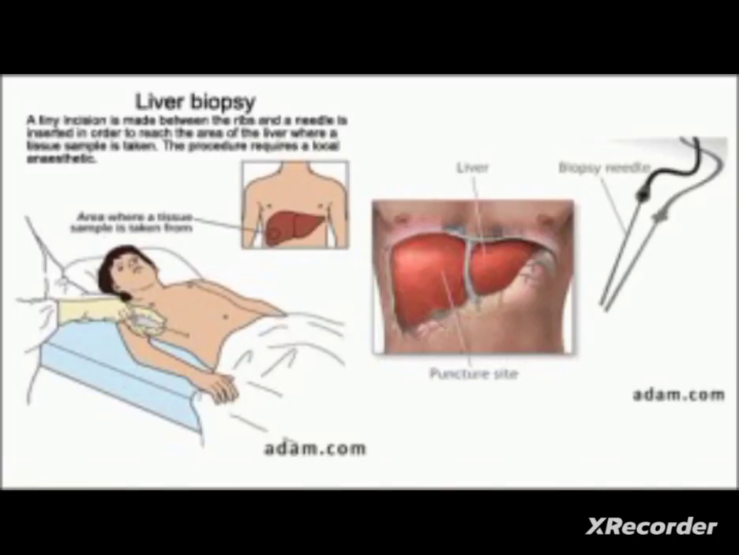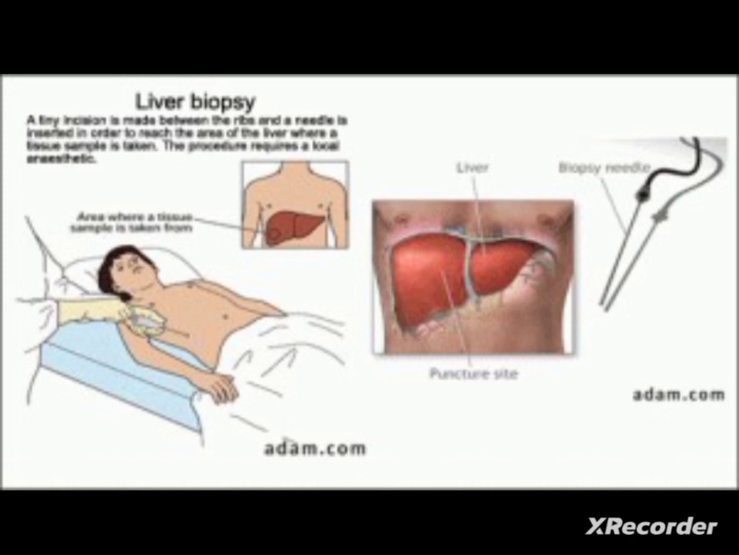Liver biopsy. The biopsy of liver that is taken for the diagnosis of disease of liver. There are mainly two types of liver biopsy, open and closed biopsy. In open biopsy, a wedge of the liver is removed for the study and remaining edges are sutured together.